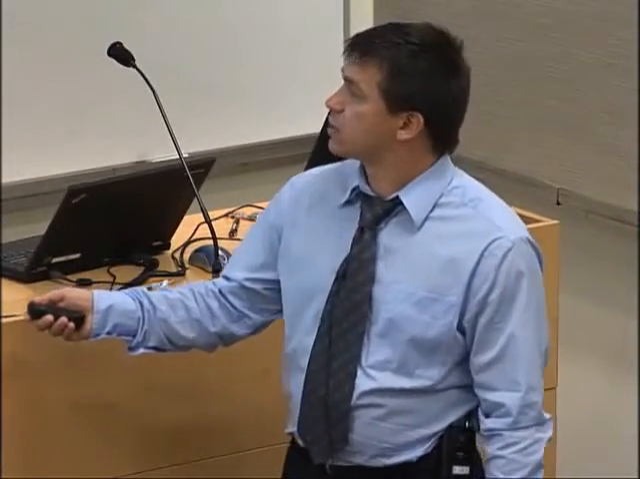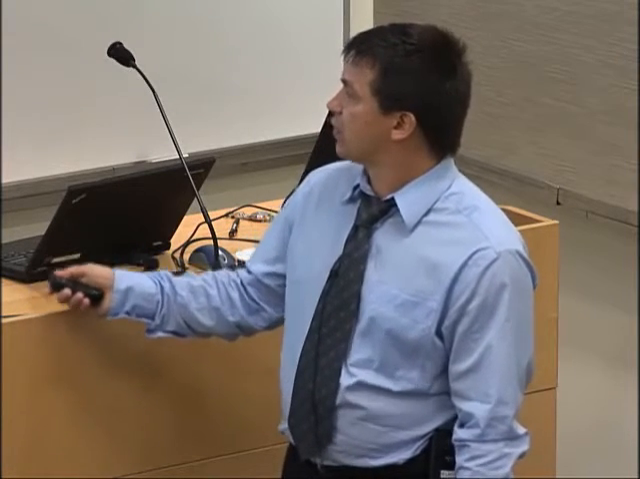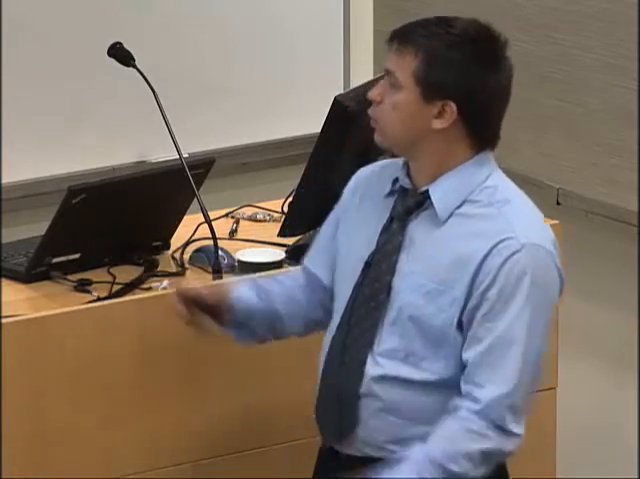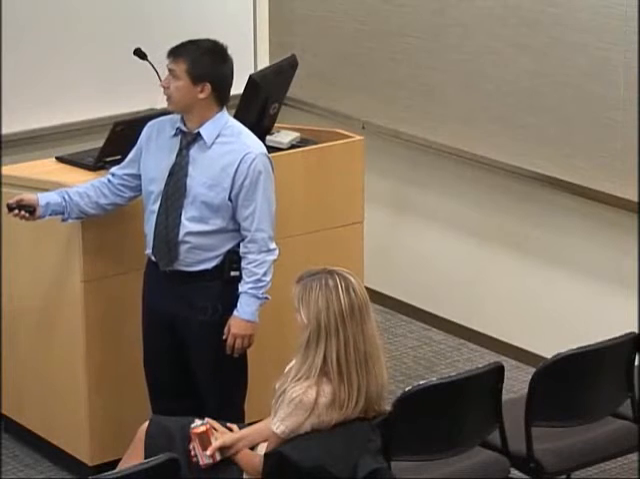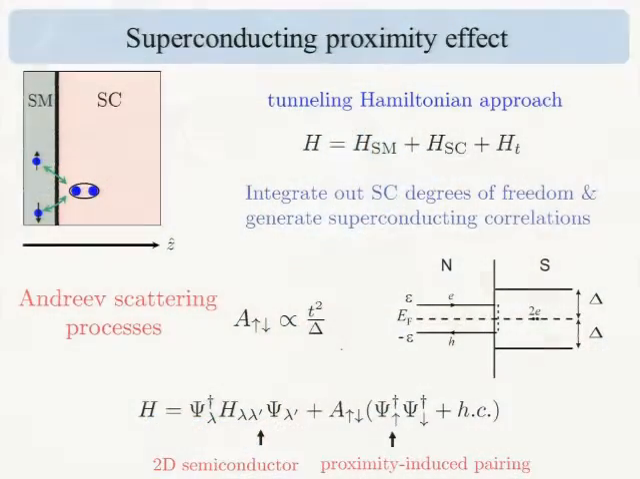Because what I can do is send in an electron, and this electron will be reflected as a hole, and as a result the Cooper pair, the two electrons, will be emitted into the superconductor. So if I want to describe this kind of special scattering that appears at this interface, I have to add a term in the Hamiltonian which describes the disappearance of two electrons from the semiconductor. So that's effectively a term which allows us to break particle number conservation.